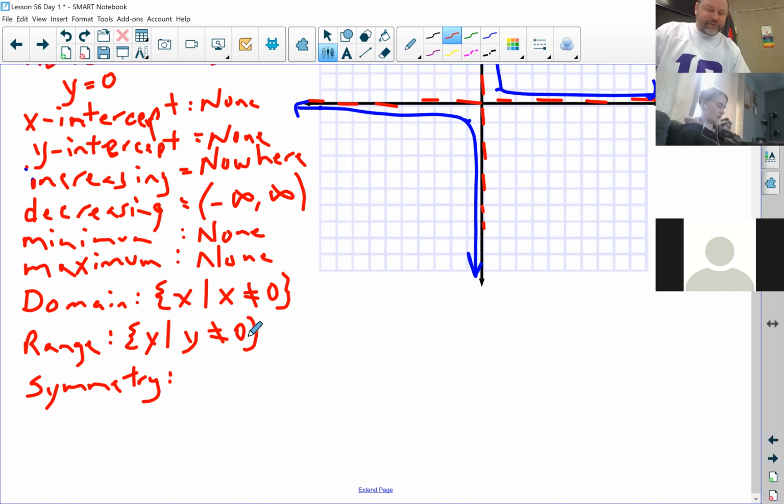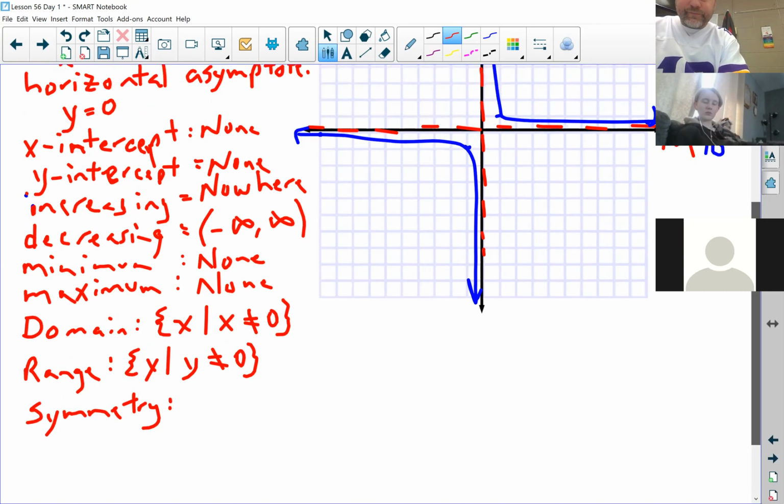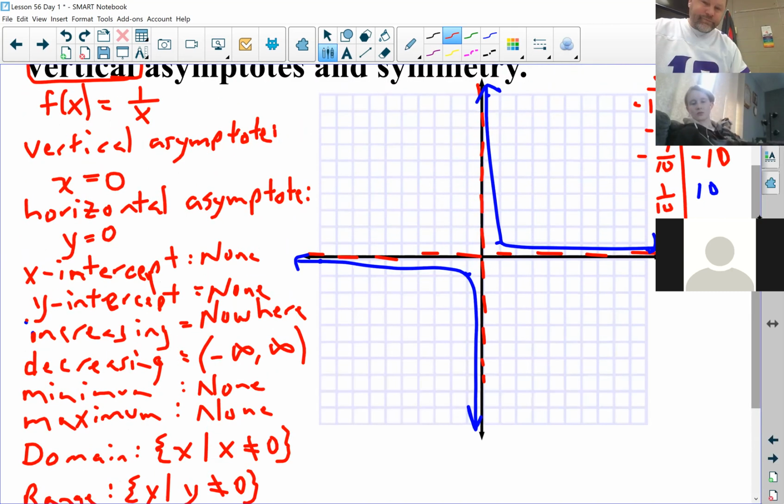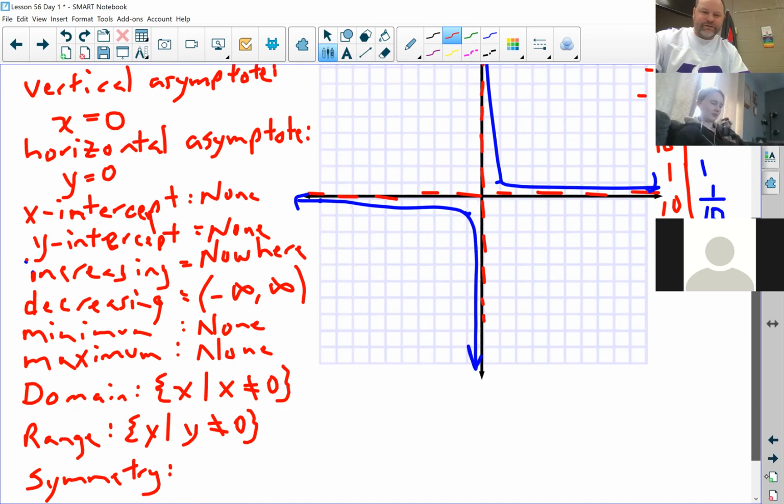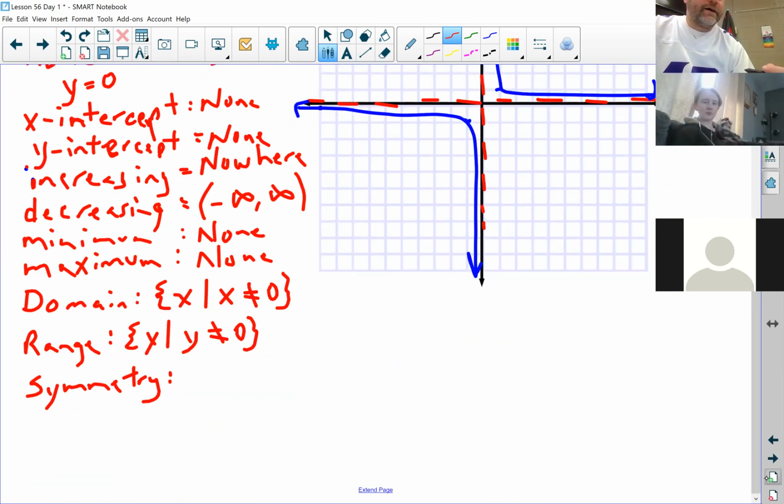All right. Symmetry. Again, in this case, we have kind of mirror images. It may not look like that because Mr. Gingrich's drawing isn't real good, but we have mirror images through the origin. So the symmetry is through the origin.